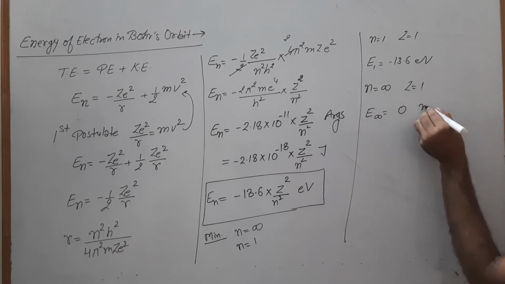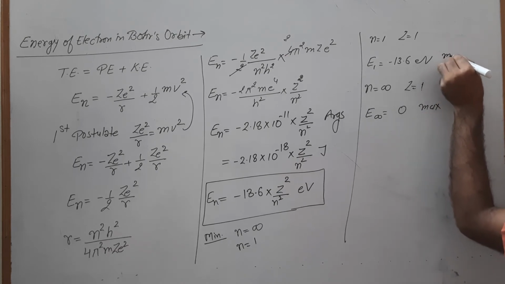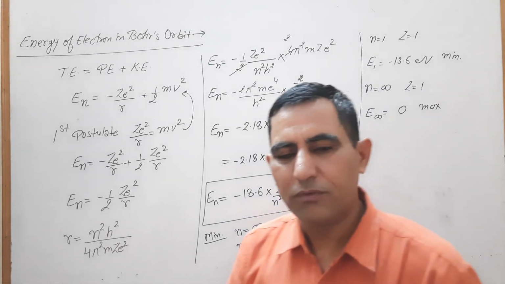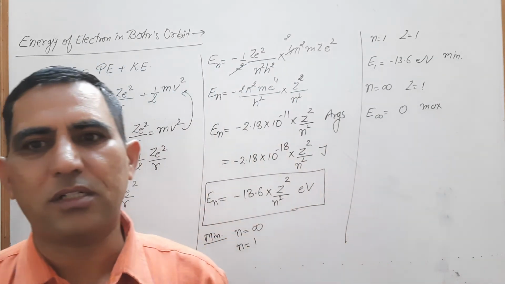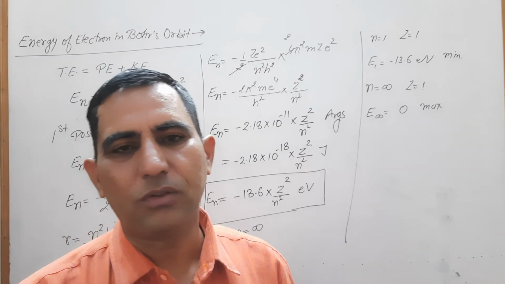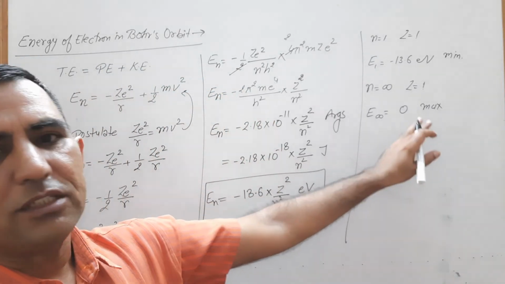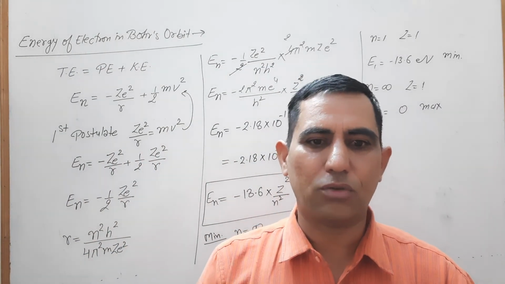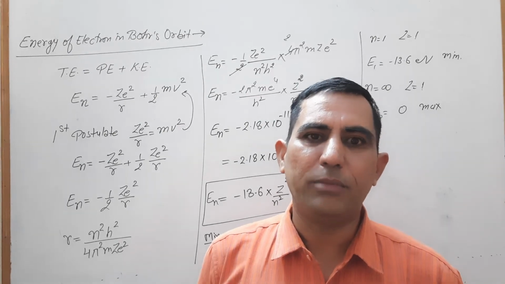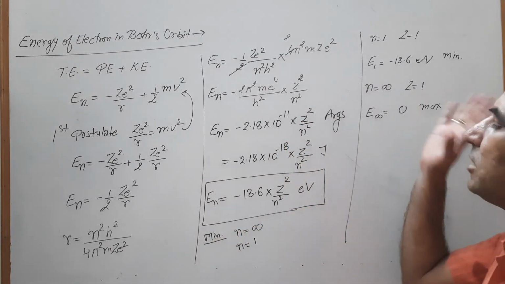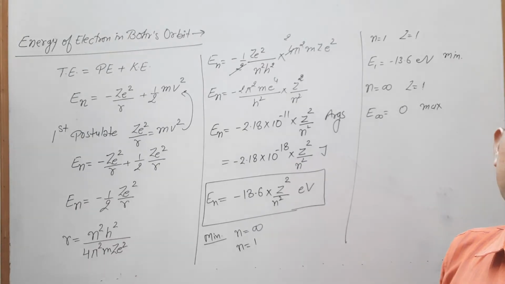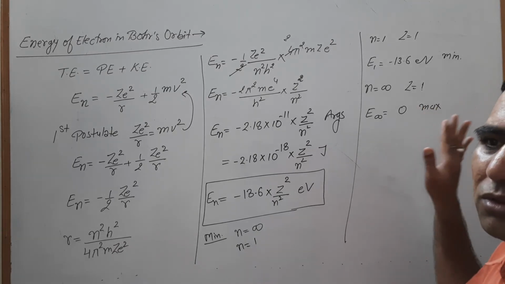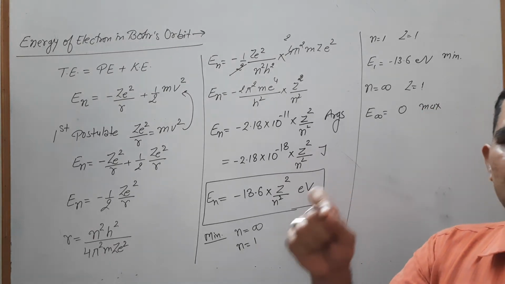So this is the maximum value and this one is the minimum value of the hydrogen electron energy. For hydrogen, the minimum value of the energy of the electron is minus 13.6 and the maximum value is 0 electron volt. This is the maximum energy for any electron related to any element. The minimum value may change according to the element, but the maximum value is fixed for all elements, that is 0. This is the maximum amount of energy that an electron can possess.